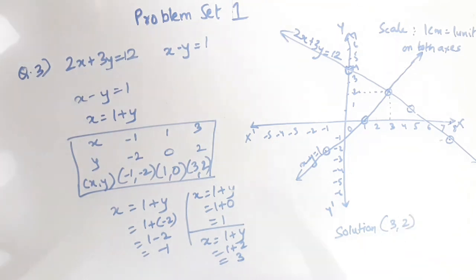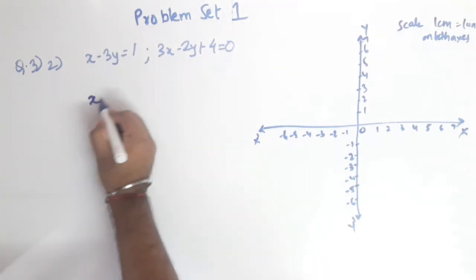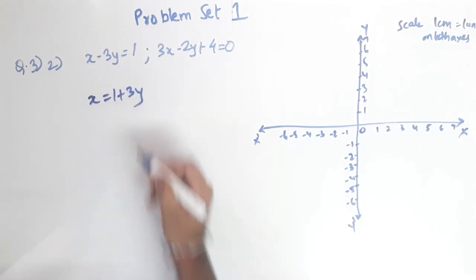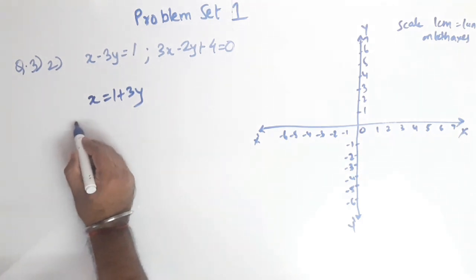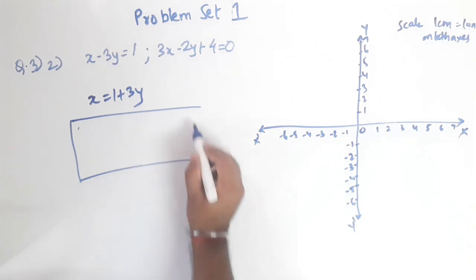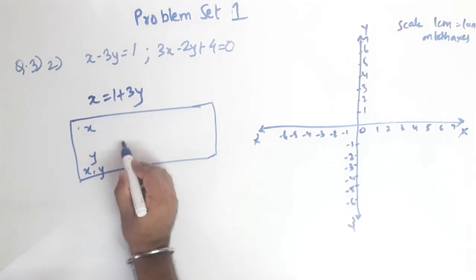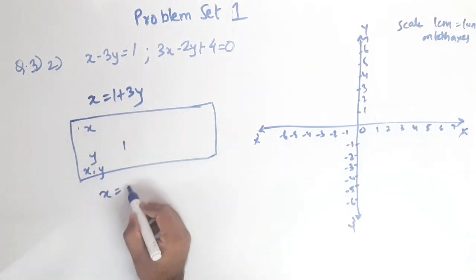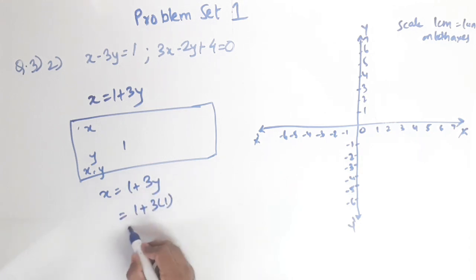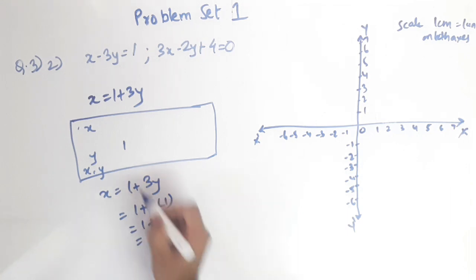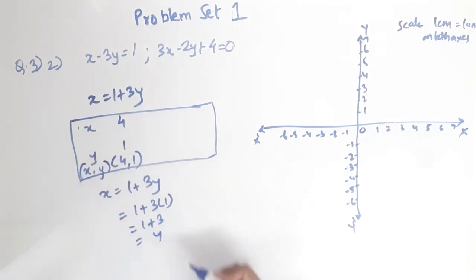Okay, then question number 2. If you see x minus 3y equals to 1, so I can make it x equals to 1 plus 3y. So if I make a table, I have to assume y, because x we have to solve. So x is equal to 1 plus 3y. So it is 1 plus 3 into 1. So that is 4. This becomes 4 comma 1.